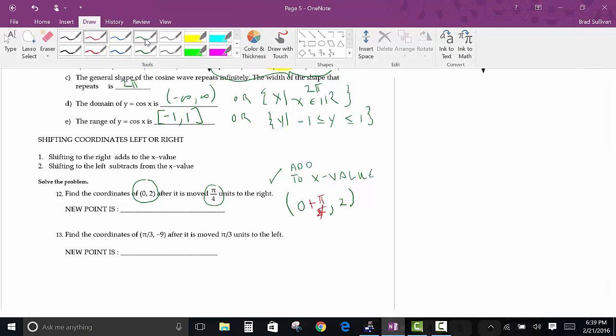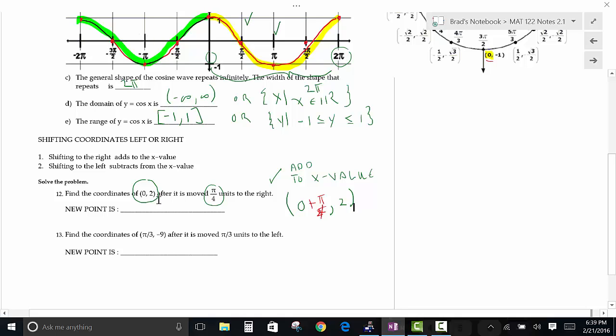Okay, so the result of this point is just going to be pi over 4, 2. If we shift the x value 0 over by pi over 4, we're just making it get bigger.